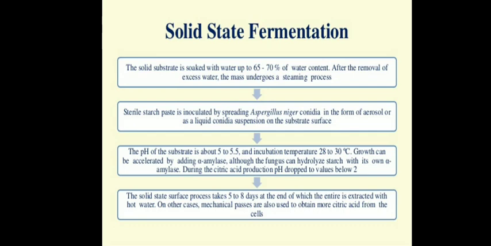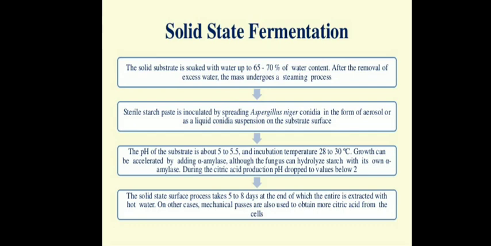It means inoculation of strain is carried out. After inoculation, the pH is adjusted up to 5.5 and temperature is maintained from 28 to 30 degrees Celsius, and this whole fermentation process is continued up to 5 to 8 days. After 5 to 8 days, the pH decreases up to 2, which indicates that citric acid has been produced in our medium.